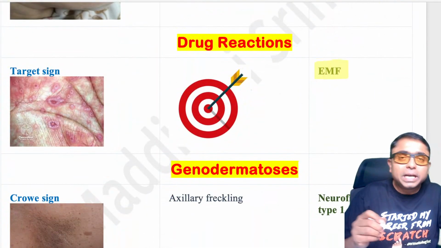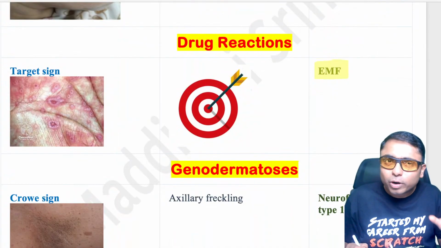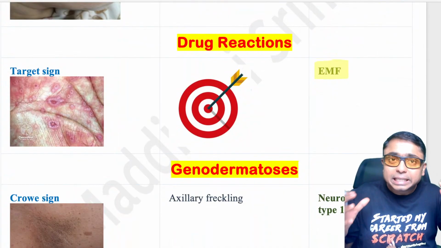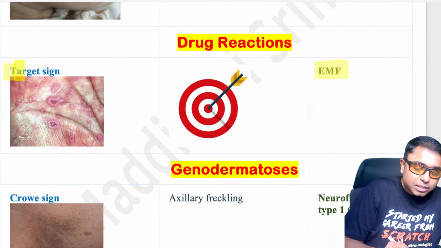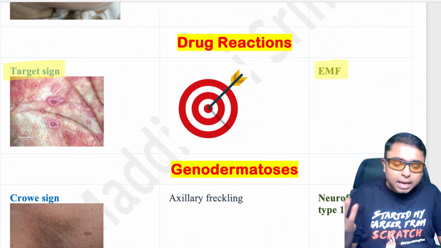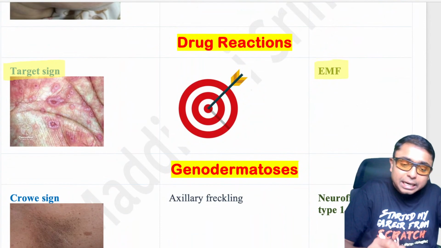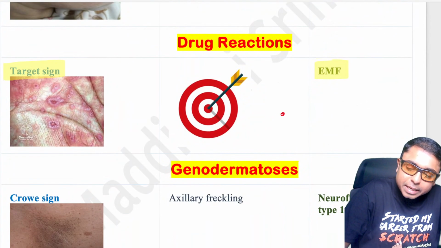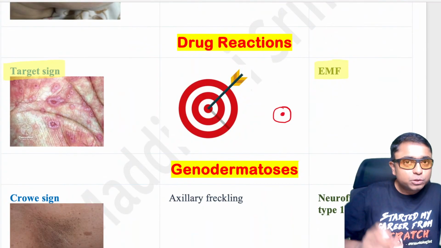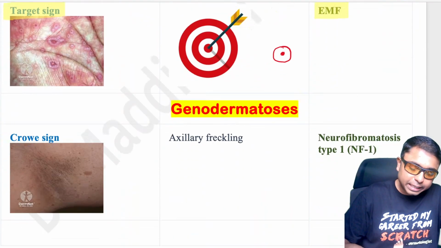In erythema multiforme, remember the most common infectious cause is the herpes simplex viral infection. The lesions are the target lesions, or we call it target sign or iris sign or bullseye lesion, where there is going to be a central erythema followed by an intermediate zone of pallor and ultimately a peripheral zone of erythema, giving rise to the target lesion. So it is called target sign.